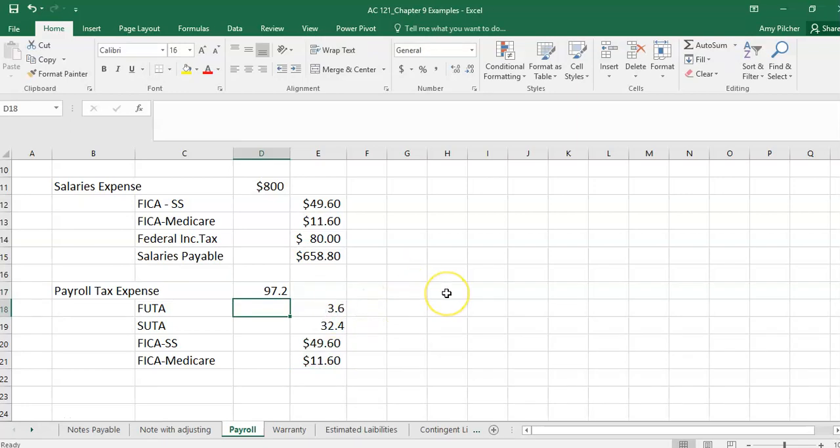And those are the journal entries for payroll. One to record the pay of the employee and all of the withholding from the employee's check. And then the second one is to record the employer's responsibility for various payroll taxes.